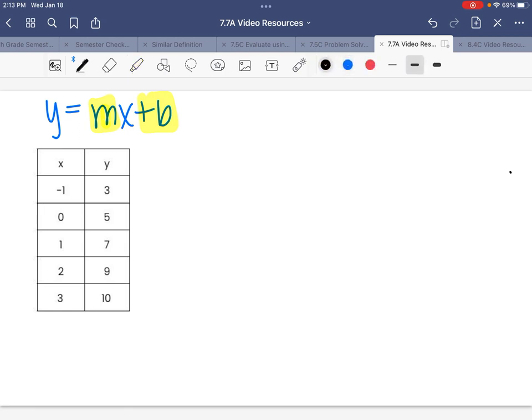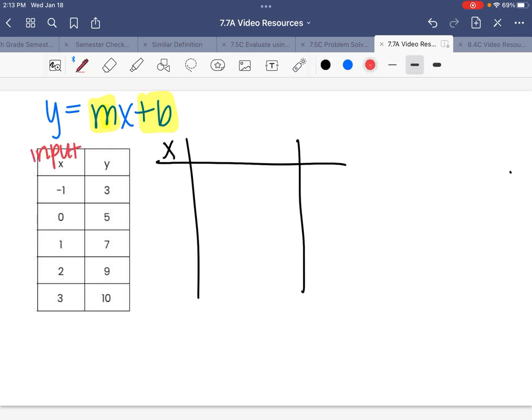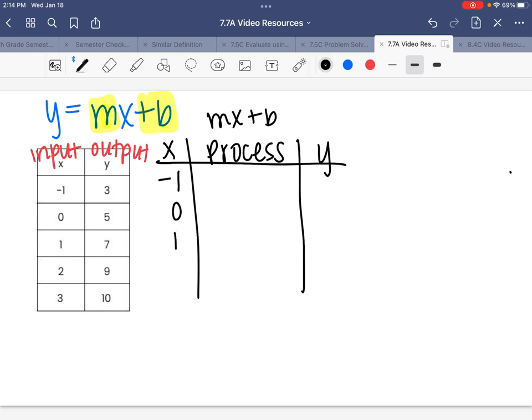So the first strategy that I would recommend is to create a table that has actually 3 columns. It has your first column, which is x for your input, and then it has your process column, and then it has y, which is our output. Now our process is that mx plus b. It's what are we multiplying the input by, and then what are we adding. So I'm going to complete and fill in the coordinates in my table.